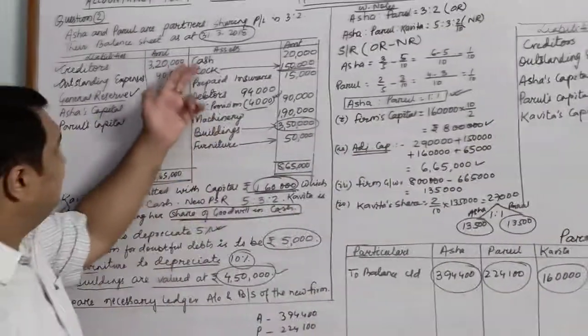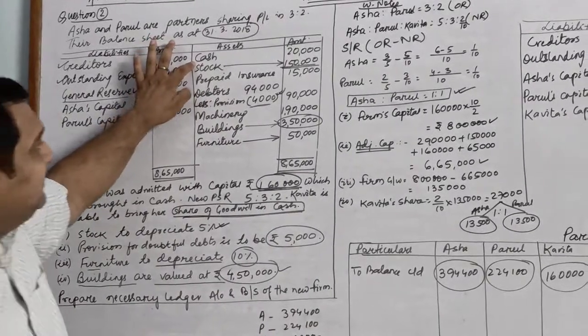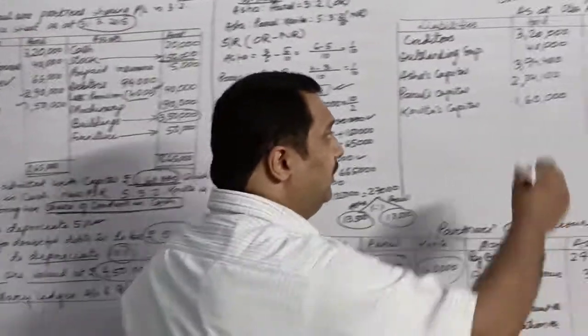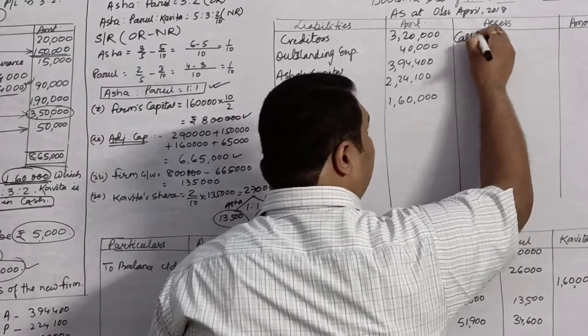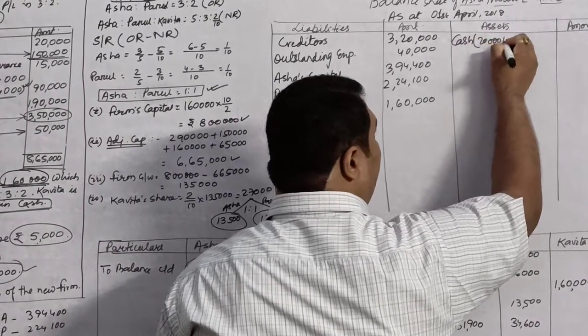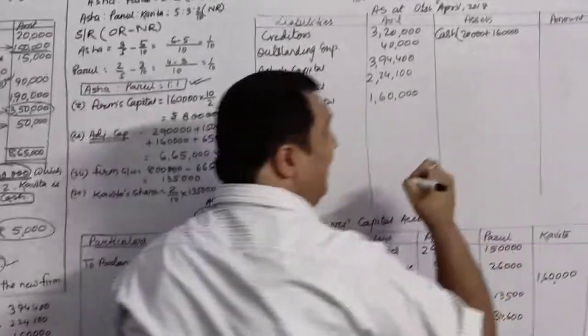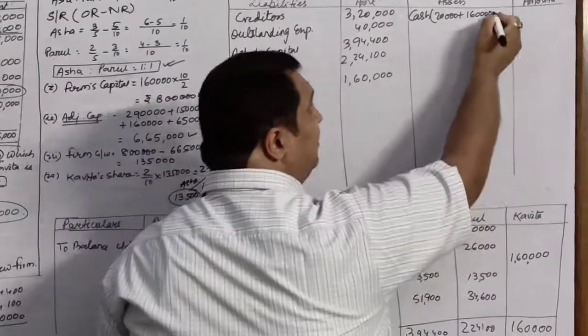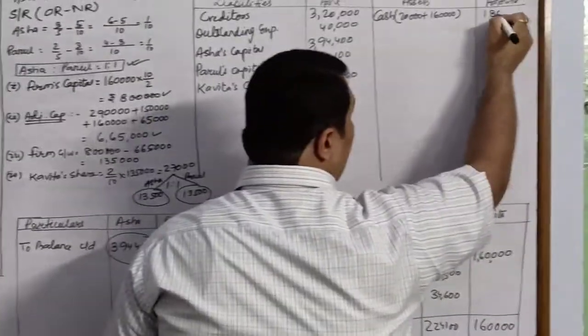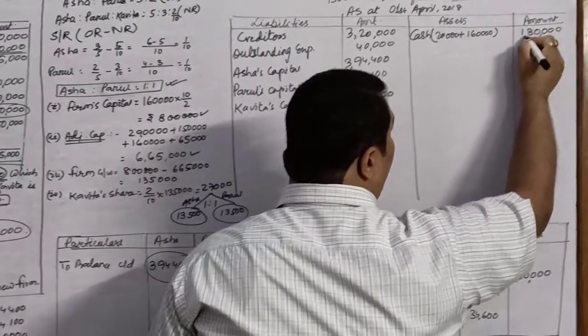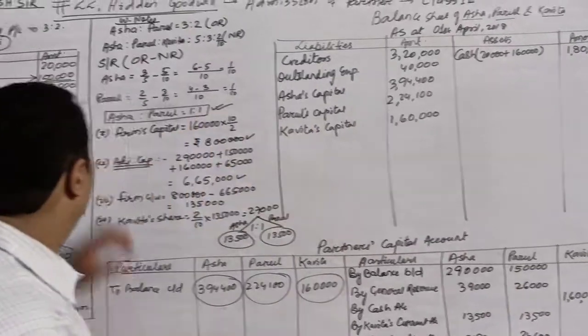Now let's come to the asset side. The first item is cash, 20,000. Children, the cash which is given 20,000, after this, the new partner brought 1,60,000 as capital, but she did not bring her share of goodwill. So total cash available now is rupees 1,80,000.